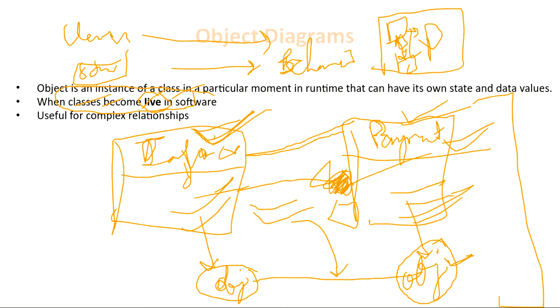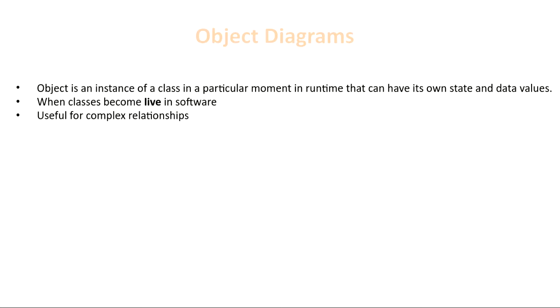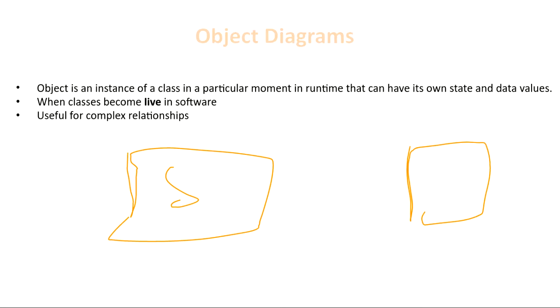Suppose there is a student class and there is a course class. While making the class diagram, you have just shown that student takes course. You have just shown it diagrammatically like this. But this is not live right now. This is just static. When the system becomes live, when we move from class diagram to communication diagrams or interaction diagrams, then actually students will start taking courses. Then you will not write it like student takes course.